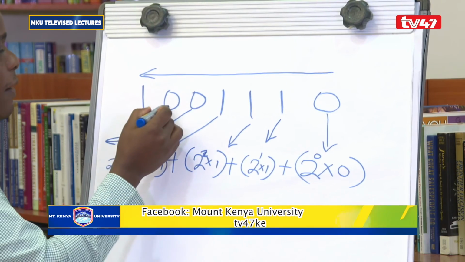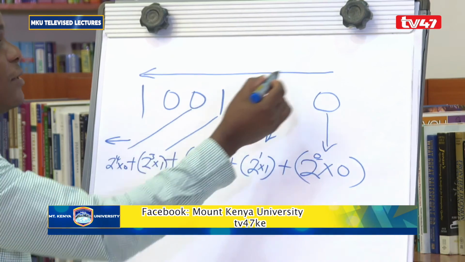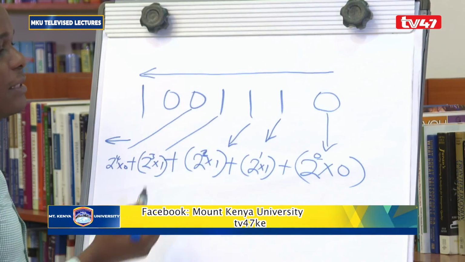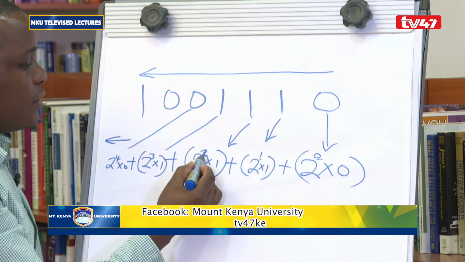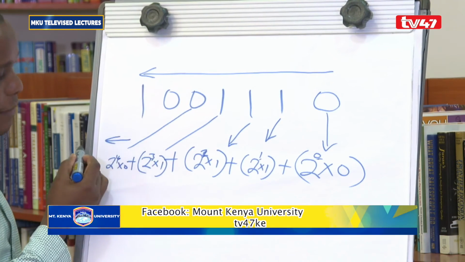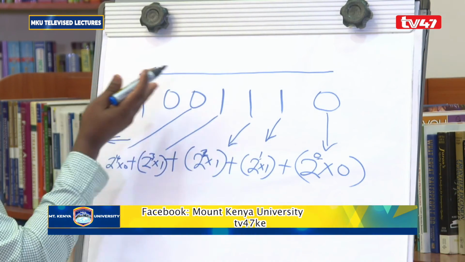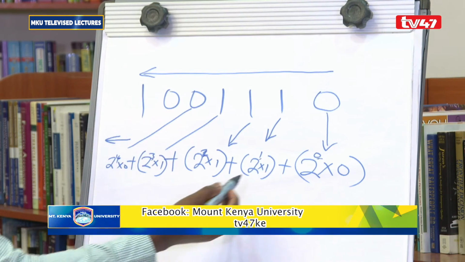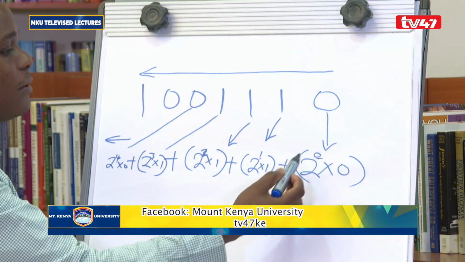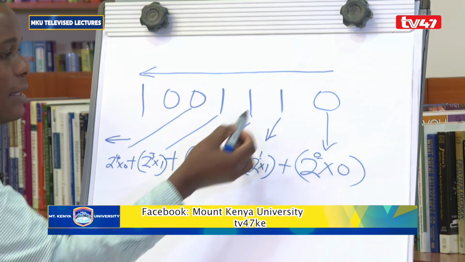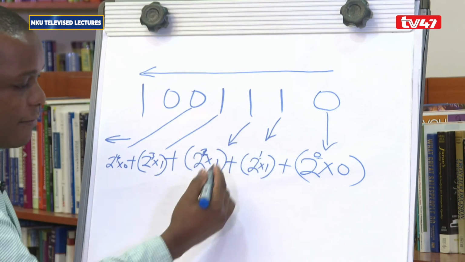This will be 2 to power 5, 2 to power 6. So as you can see, the power of 2 increases as you move from the right side towards the left: 0, 1, 2, 3, 4, and the process continues with as many binary digits as you have. We multiply 2 to power 0 with this number, 2 to power 1 with this number, 2 to power 2 with the next digit, until the last digit. Then you add the values together.